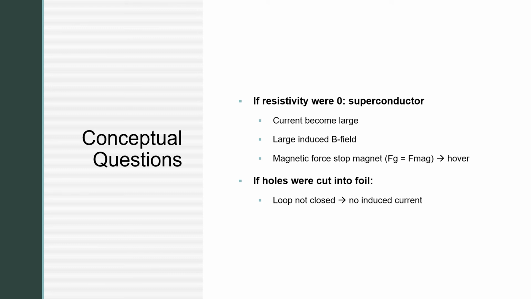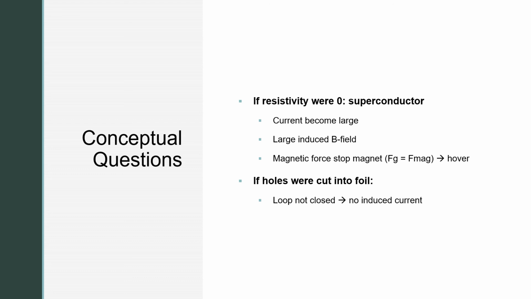And finally, for the conceptual questions, if the resistance was 0 in the aluminum foil, then it would be a superconductor, and as the magnetic flux was changing while the magnet was falling, the induced current in the aluminum would be very large, and it would create a very large induced magnetic field. This magnetic field would apply a force on the magnet that would be strong enough to stop the magnet. So the gravitational force would be equal to the magnetic force, and the magnet would just sit there and hover.